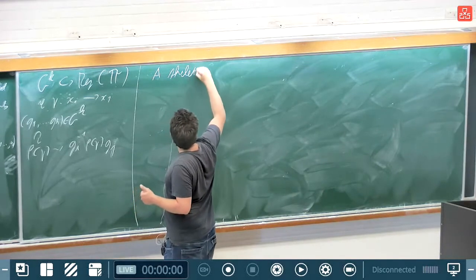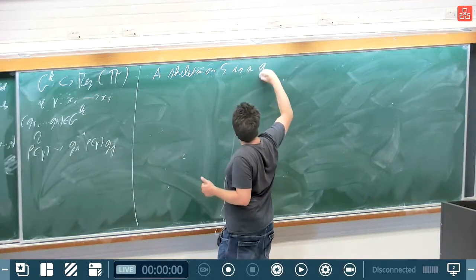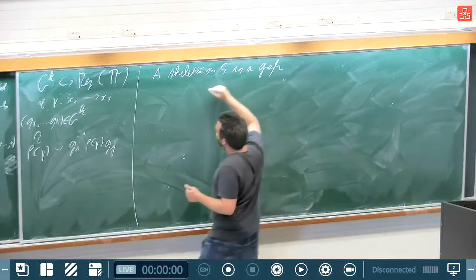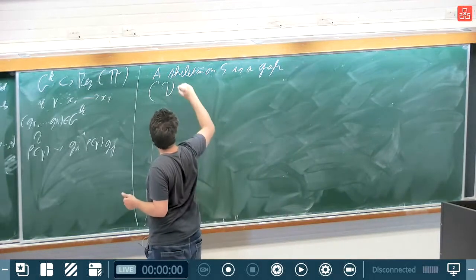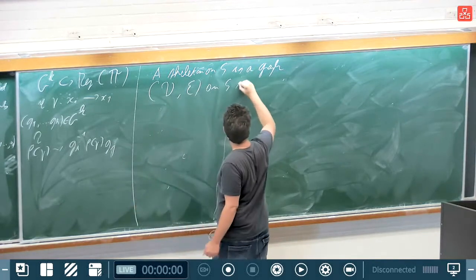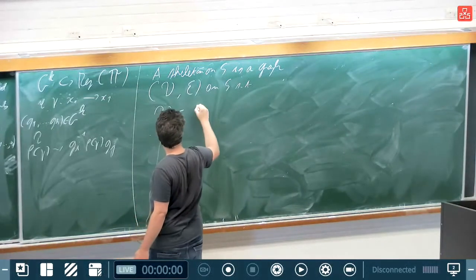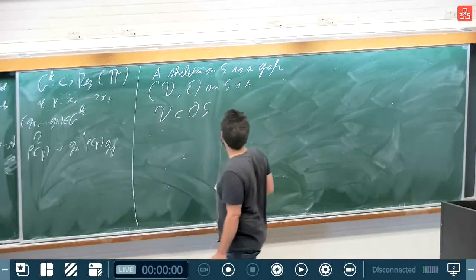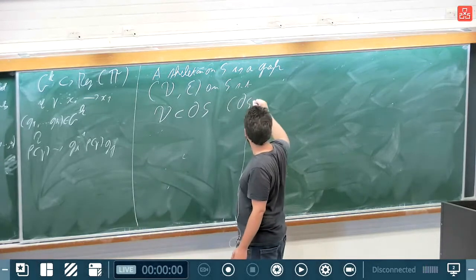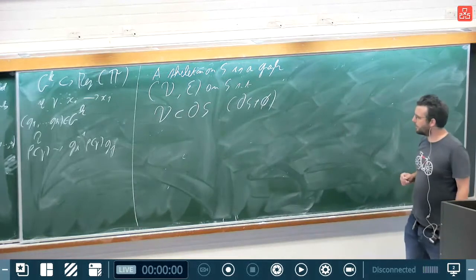A skeleton on S is a graph (V, E) on S such that V is included in the boundary of S. In particular, I assume that this is non-empty. Sorry, I should have said: from now on, I will only be working with punctured surfaces.